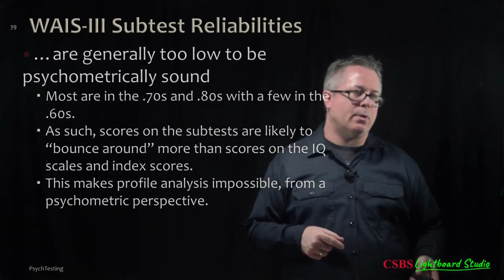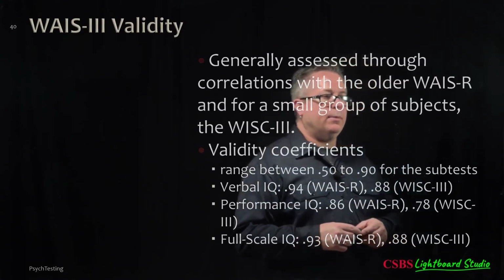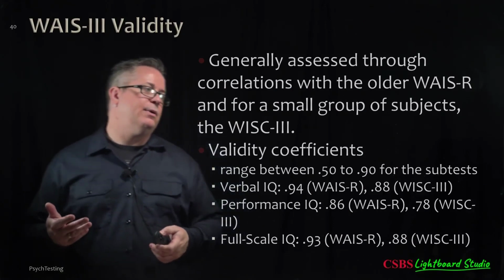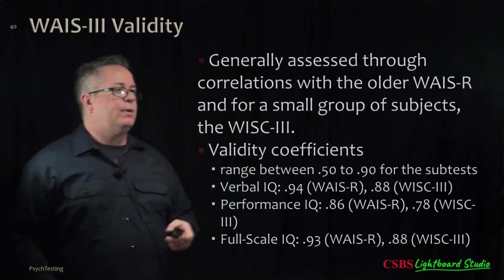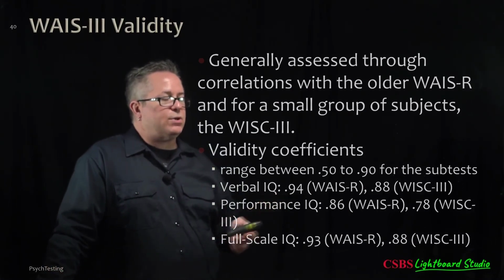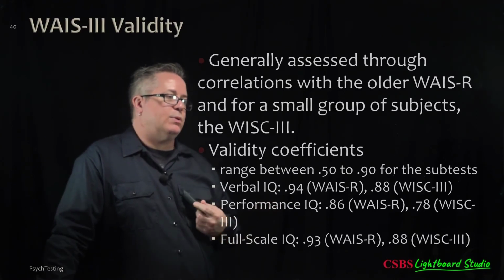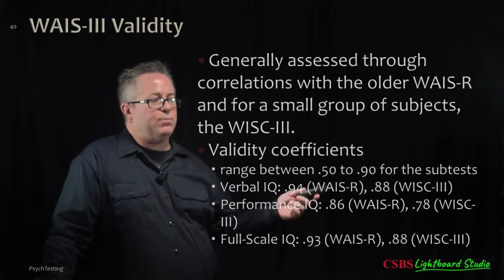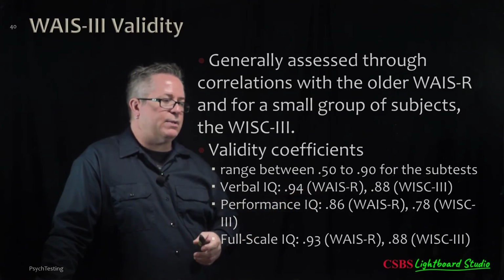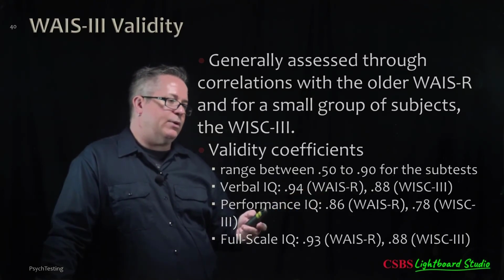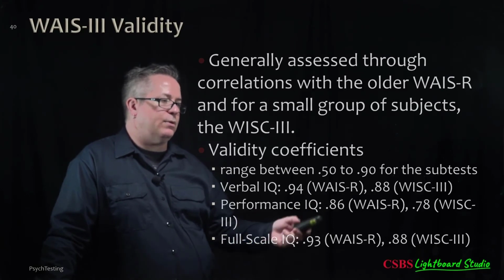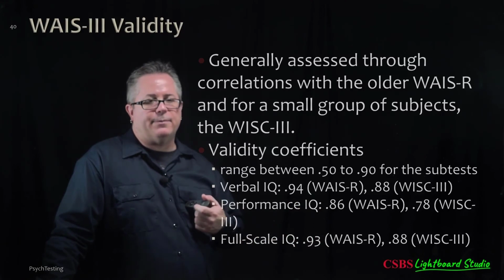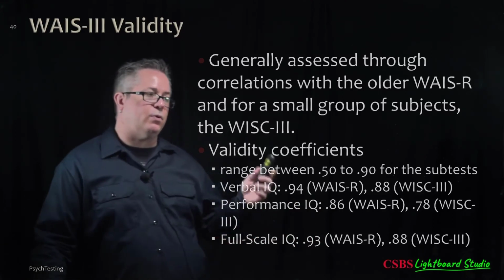Okay. Generally, looking at the validity of the WAIS. Correlations with the older WAIS-R and, for small groups of subjects, the WAIS-III, the validity coefficients are a little bit all over the place, ranging between 0.5 and 0.9 for the subtests. But for verbal IQ, performance, and full scale, looking at the older versions, and I imagine other intelligence scales, this would hold up pretty well.